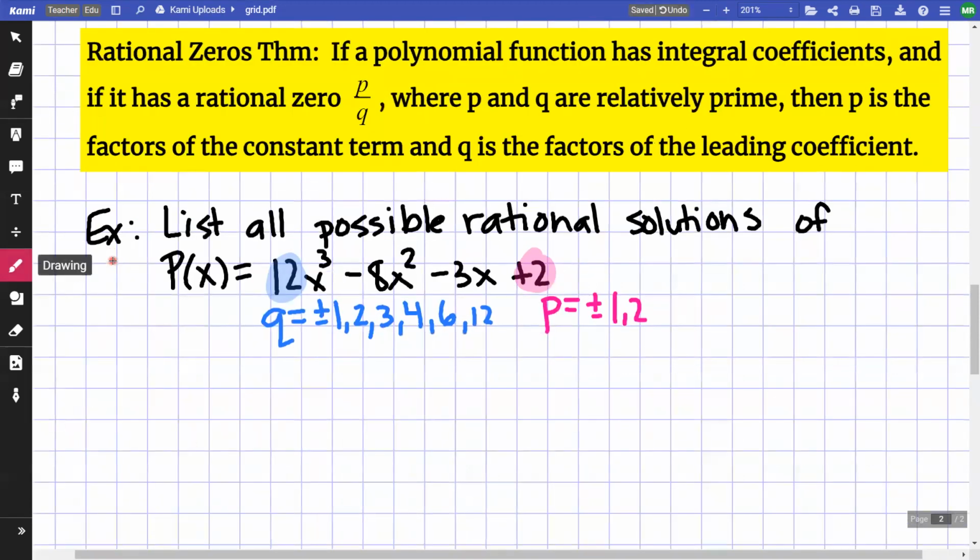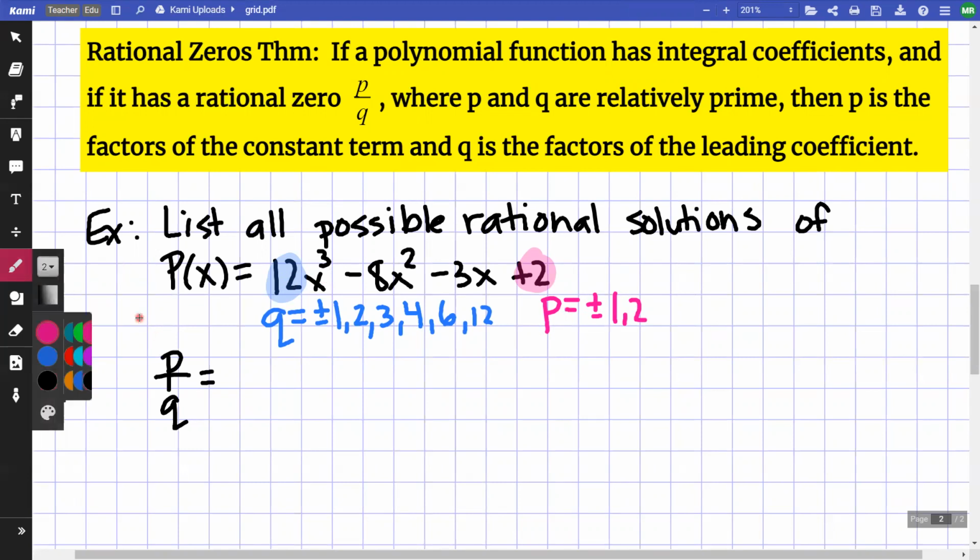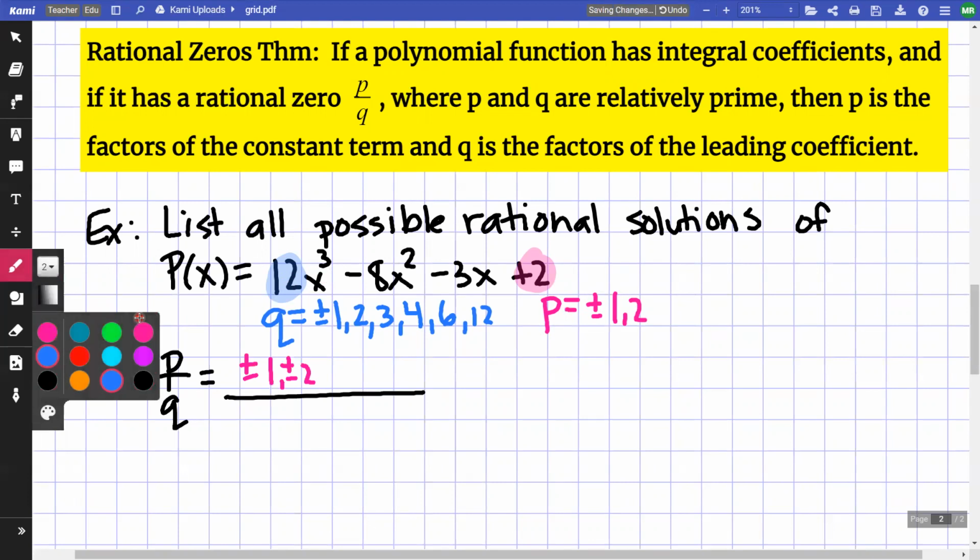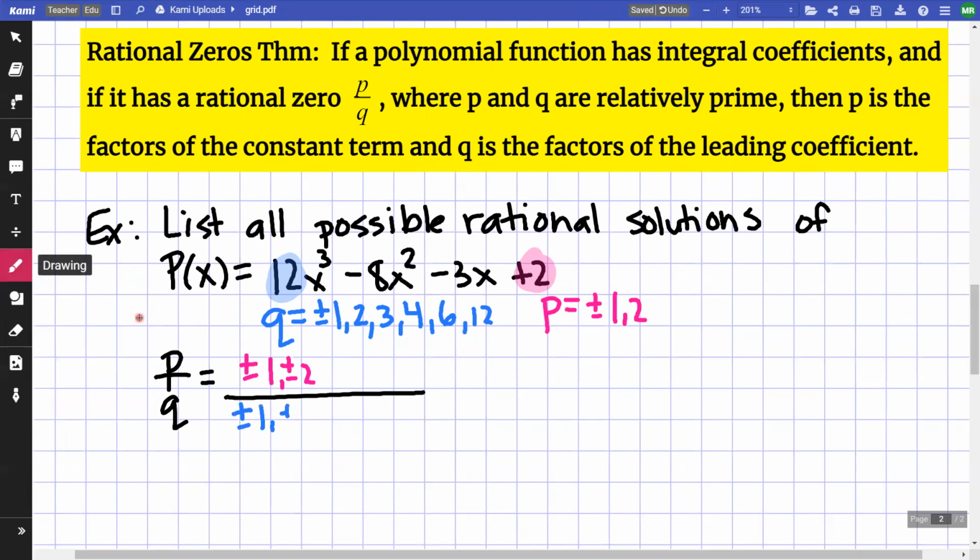So when I am trying to find my possible rational solutions, list them, then this is possible, not necessarily that these are the solutions. If this is a degree 3, only 3 solutions will there be for a polynomial of degree 3. So I'm going to take all of my P's, which are positive, negative 1 and positive, negative 2. And I'm going to put it over all of my Q's, which is positive, negative 1, 2, 3, 4, 6, and 12.